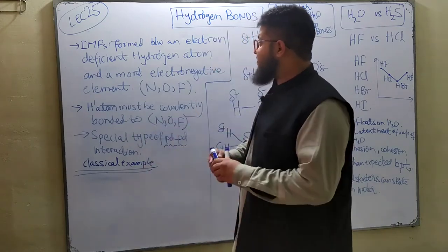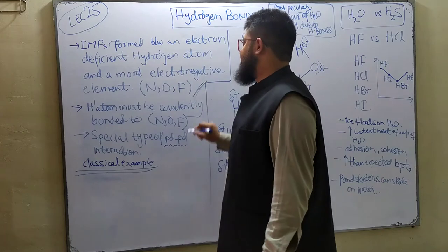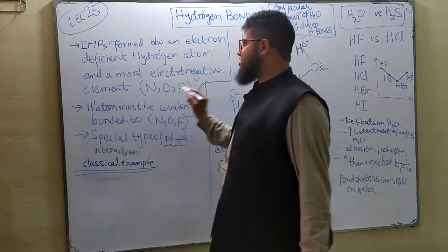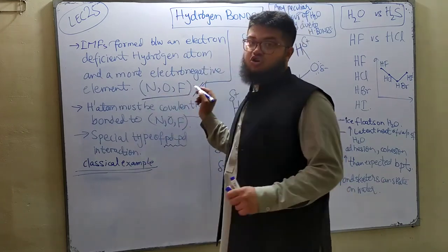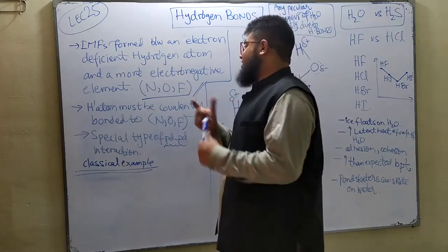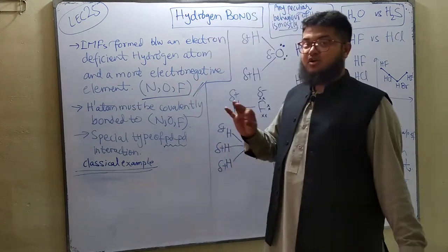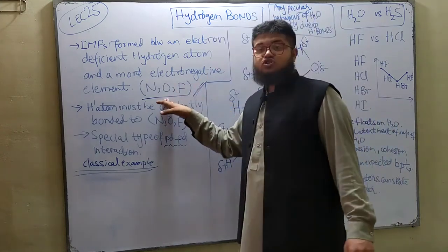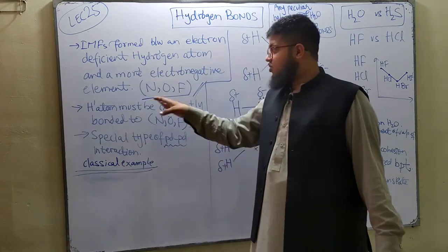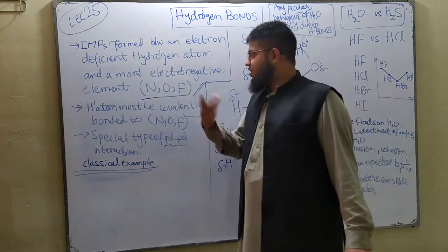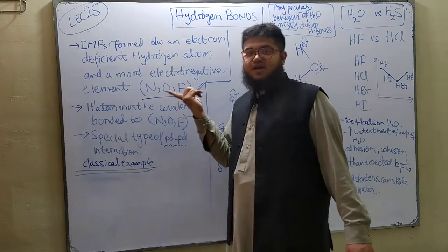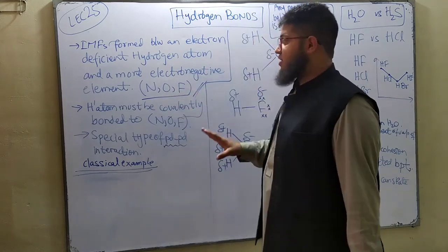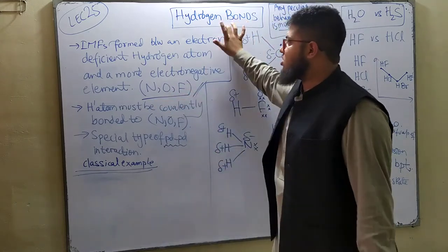So if you are asked to define hydrogen bonds, this is the definition till here. For 3 marks or 2 marks, you must mention these 3 elements: nitrogen, oxygen and fluorine. Reason: fluorine is the most electronegative element of the periodic table, followed by oxygen, and then nitrogen. So these are the 3 most electronegative elements of the periodic table, and they are very important for the formation of hydrogen bonds.